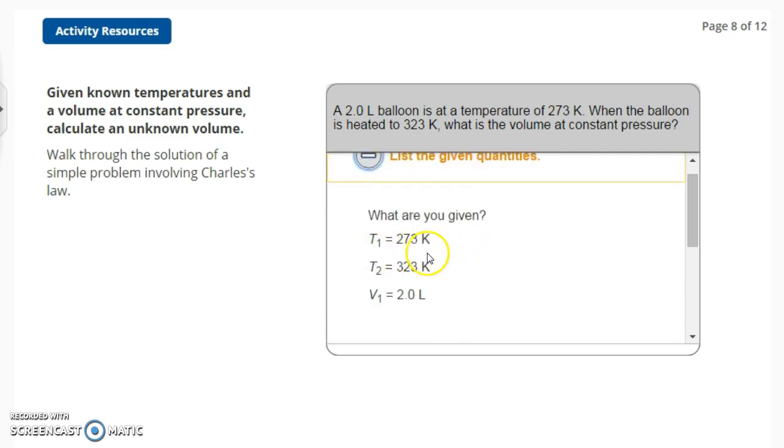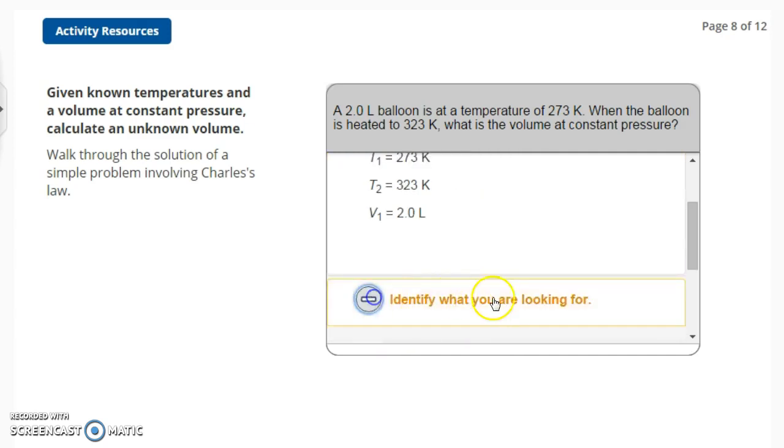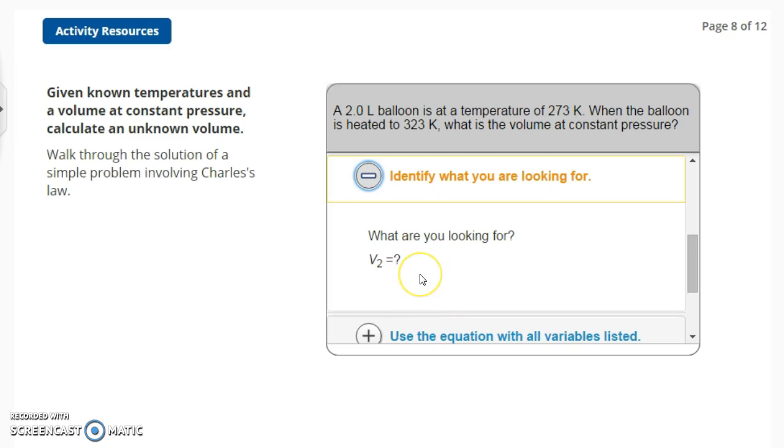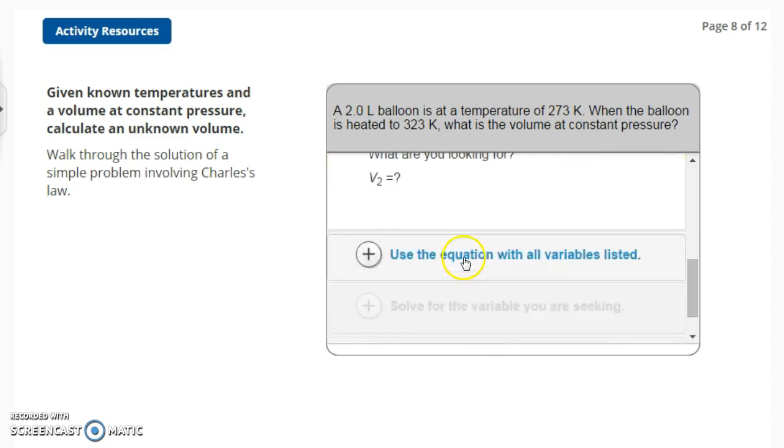Our original temperature, or our first temperature, is 273 Kelvin. Our second temperature is 323. Our first volume is 2.0 liters. We are solving for V2 in what unit? Liters. And let's stop and think. Our temperature increased. So our answer, is it going to be more or less than 2? If temperature increases, so does volume. So our answer is going to be more than 2.